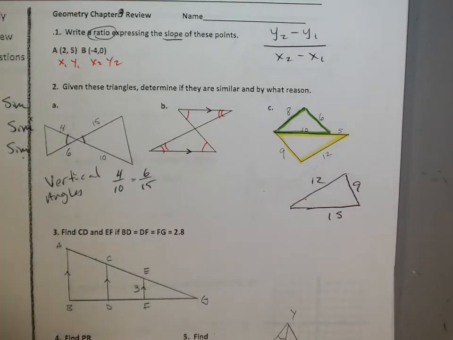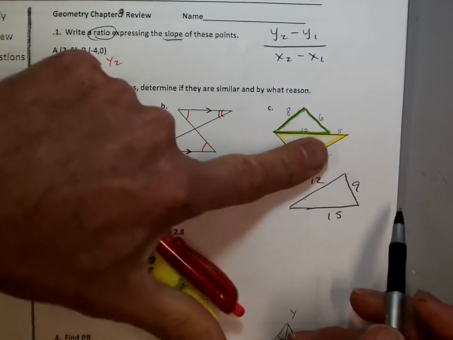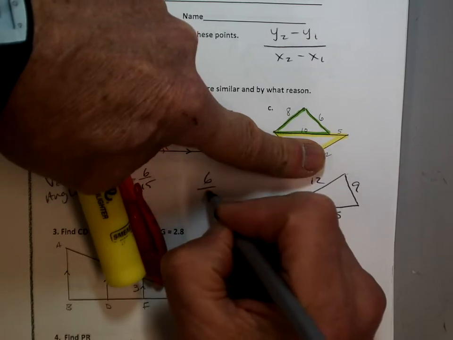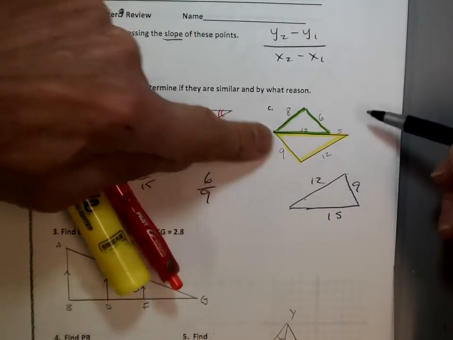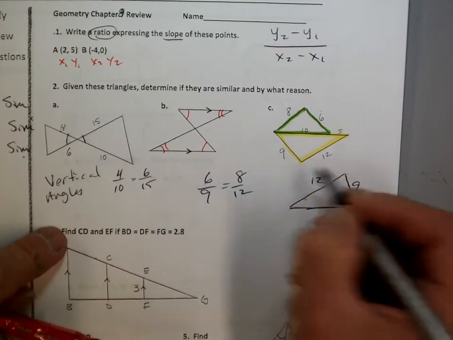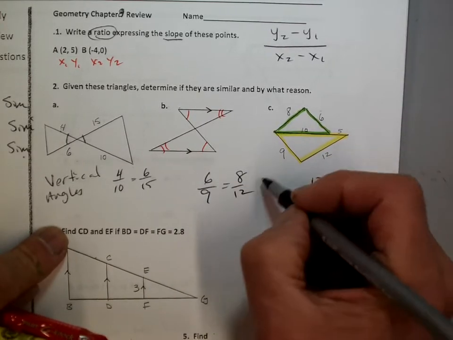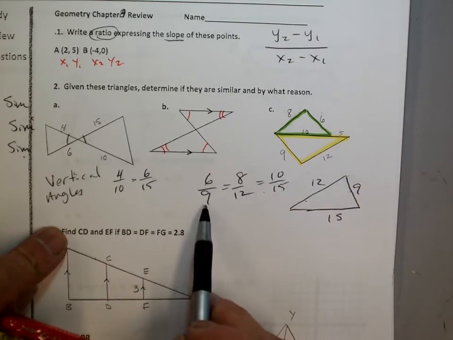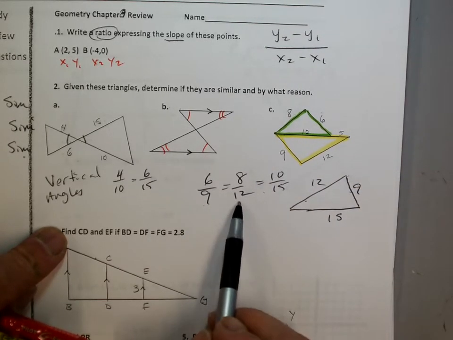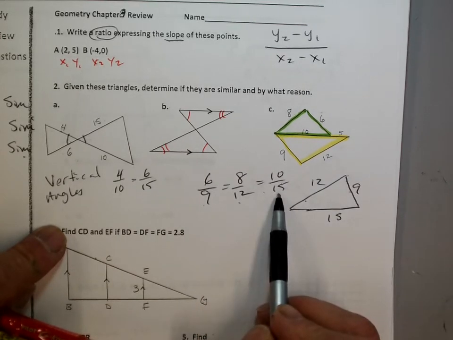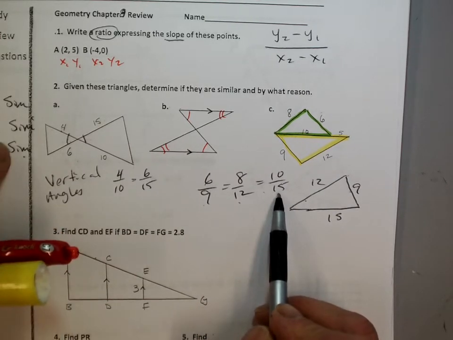Okay, ignoring this. 6 to 9, see that fraction. 6 to 9, and then 8 to 12, and then 10 to 15. If I reduce by 3, I get 2/3. Reduced by 4, I get 2/3. Reduced by 5, I get 2/3. So I would say yes by side, side, side similarity.